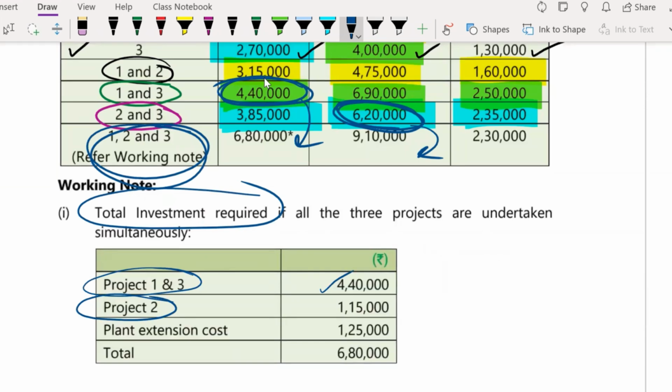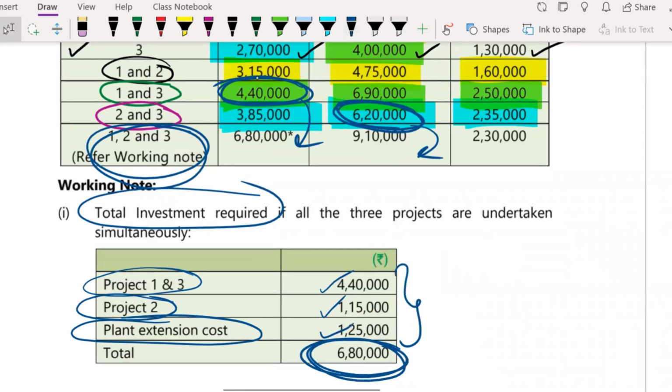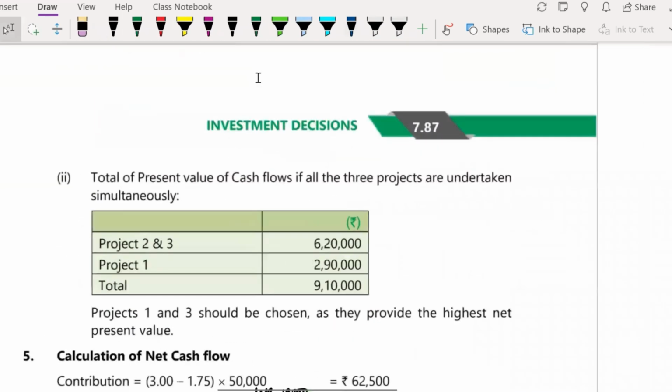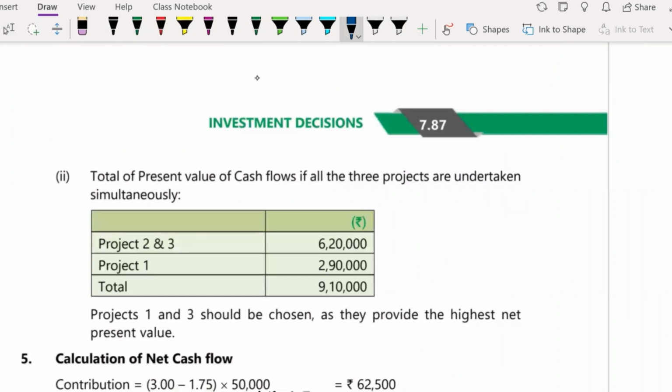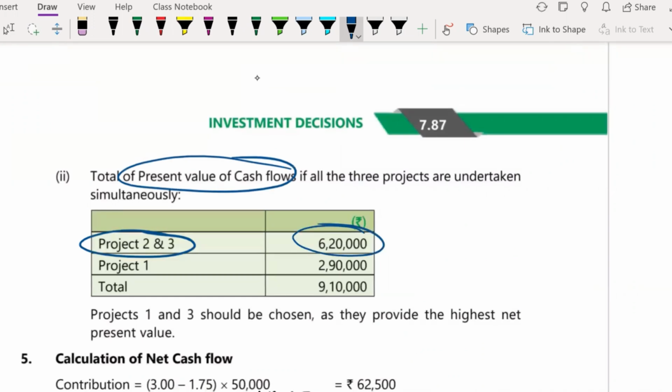Then you are also going to take up all the 3 projects. So the investment required for project 2 will be 1,15,000. So that you take up, and also they told that there will be a plant extension cost which will cost you 1,25,000. So 6,80,000 will be the total investment required if you're taking up all the 3 projects. Now, if you take up all the 3 projects, what will be the present value of cash flows? Project 2 and 3, if you take, it will be 6,20,000 benefit. I told you. What project is left out here? Project 1. So inflow of project 1 will be separately 2,90,000. So the total cash inflow will be 9,10,000.